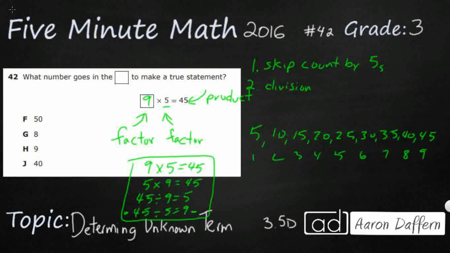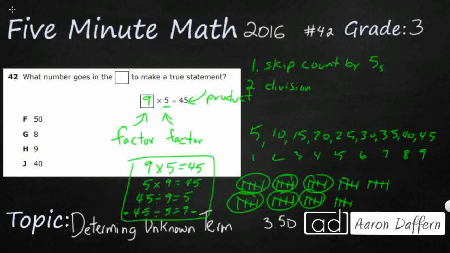So we can just take 45: 5, 10, 15, 20, 25, 30, 35, 40, and 45. We've got groups of 5 here, so let's see if we can group them into groups of 5 since I'm using tally marks here. Does this make 9 circles? Yes, it does. So we could be pretty sure that our answer here is going to be 9.